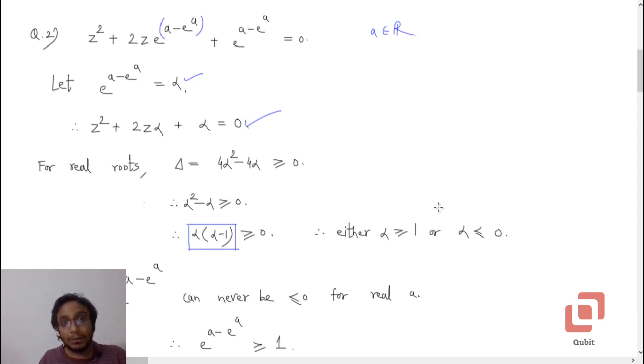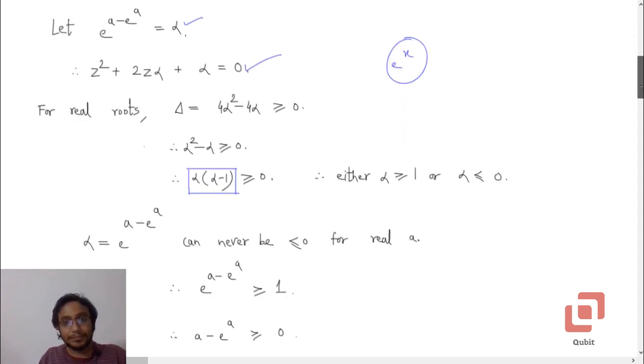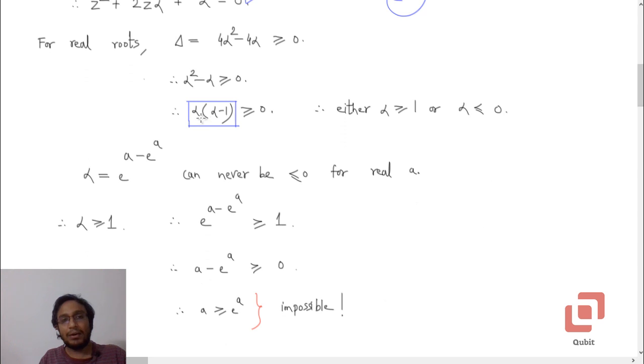Now the second part of the problem involves recalling properties of the exponential function e to the power x, of course when x is real. Once we get the range of values of alpha for which the quadratic equation has real roots, it boils down to comparing e to the power a minus e to the power a with 1 or 0.